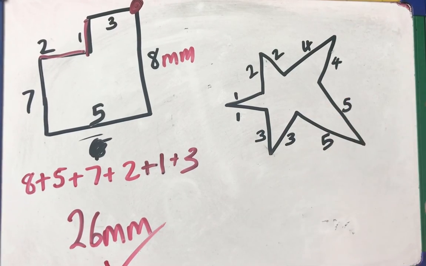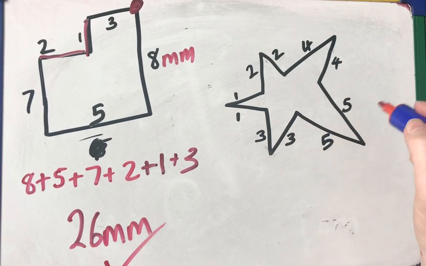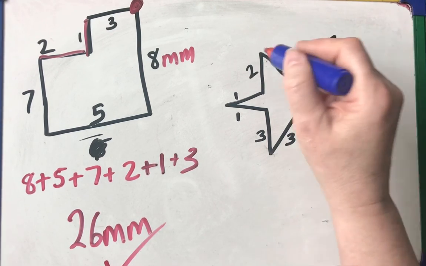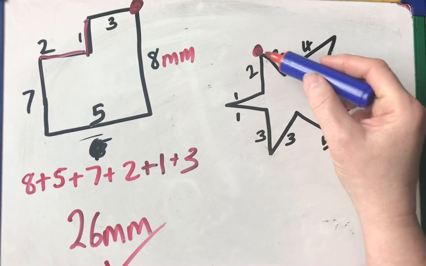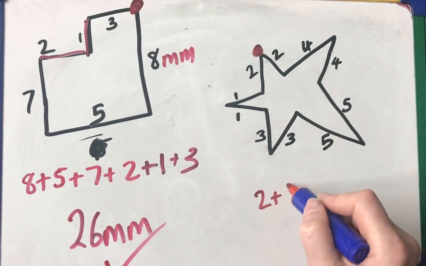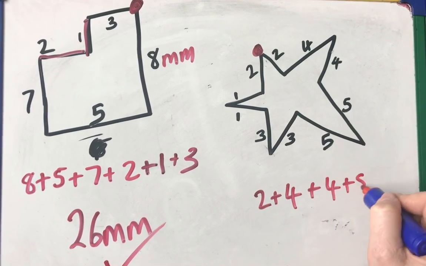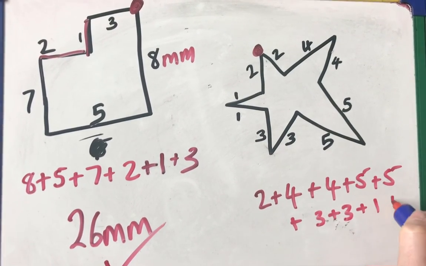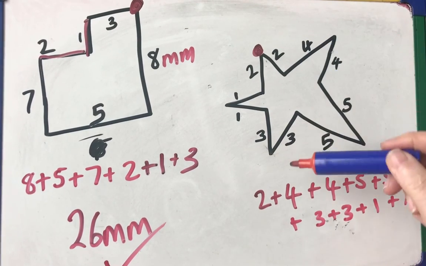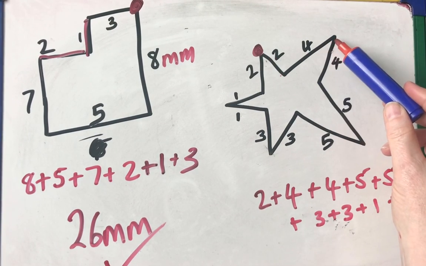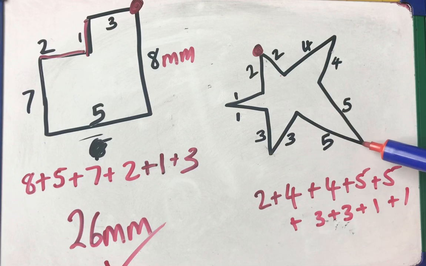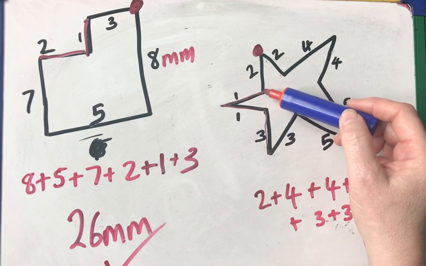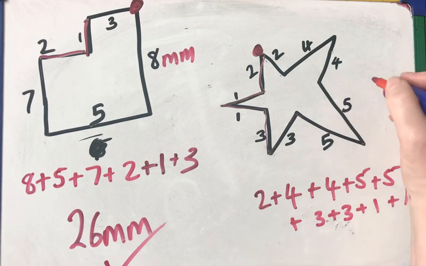And this sort of weird star looking shape. Again, it doesn't matter where you start. I'll just pick a starting point and go for it. So 2 plus 4 plus 4 plus 5 plus 5 plus 3 plus 3 plus 1 plus 1. Let's have a look. 2, 6, 10, 15, 20, 23, 26, 27, 28, 30 centimetres.